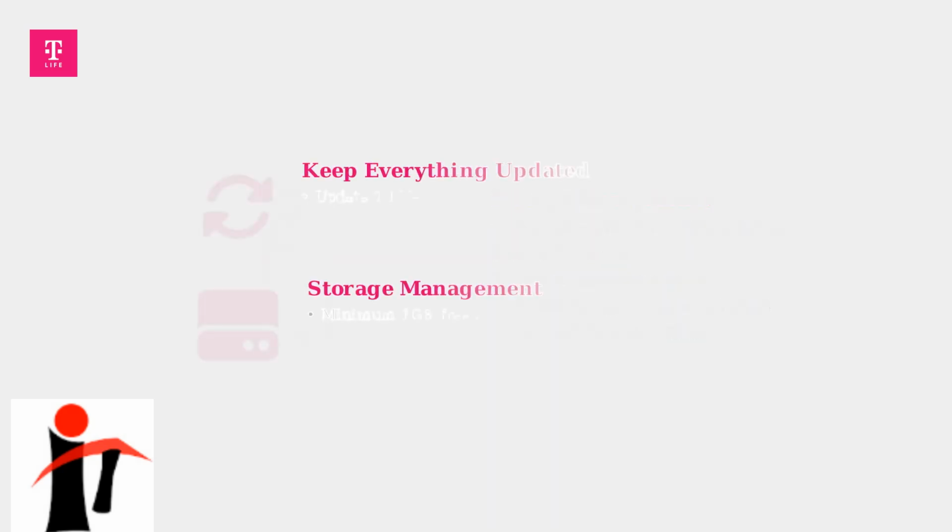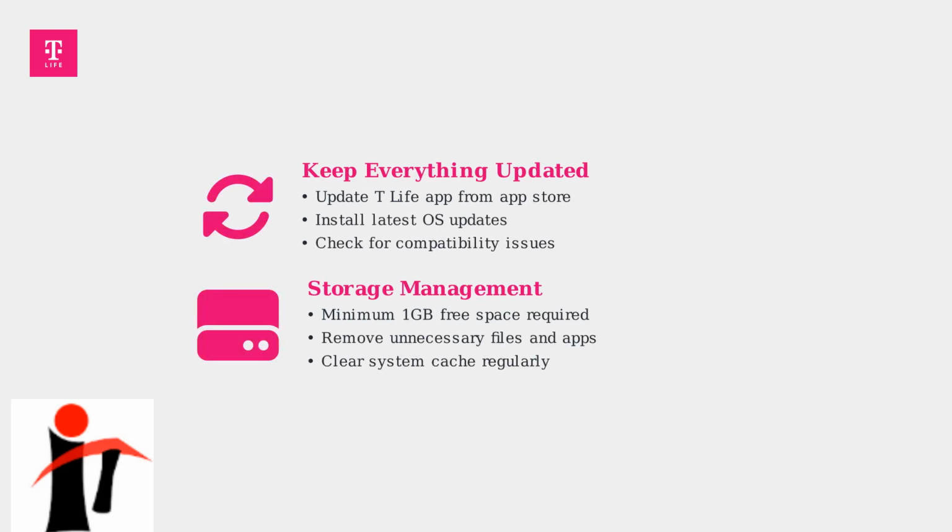Keeping your app and operating system updated is crucial for compatibility and performance. Check your App Store for T-Life updates and install any pending system updates. Additionally, ensure you have at least 1 GB of free storage space, as insufficient storage commonly causes app loading problems.